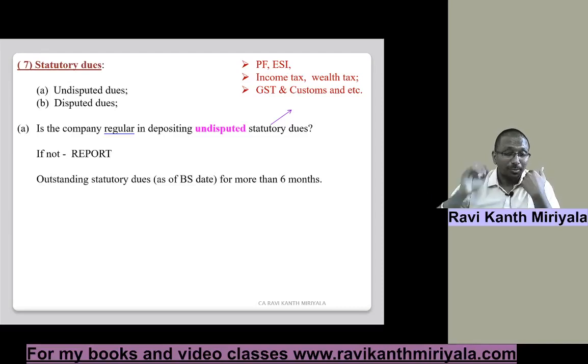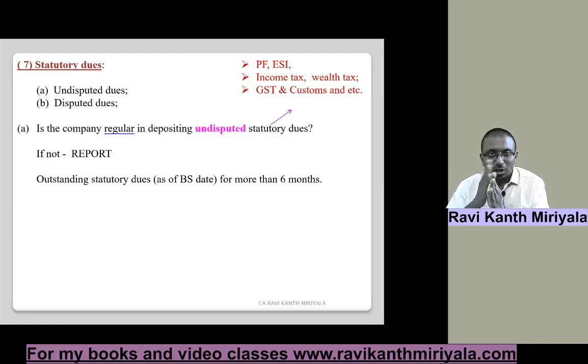Next point, you see carefully, the last point within the first one. Outstanding statutory dues as of the balance sheet date for more than 6 months. It is outstanding for more than 6 months. Are you getting my point? It is not paid for 6 months.